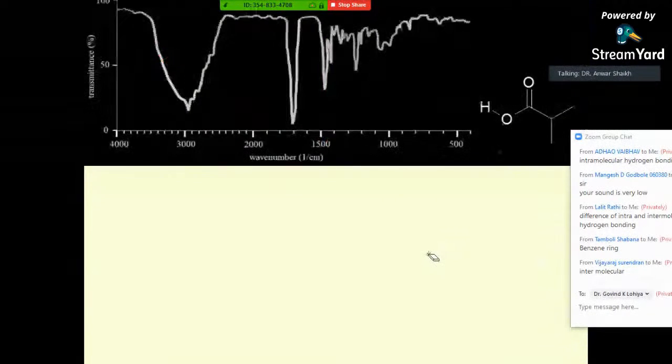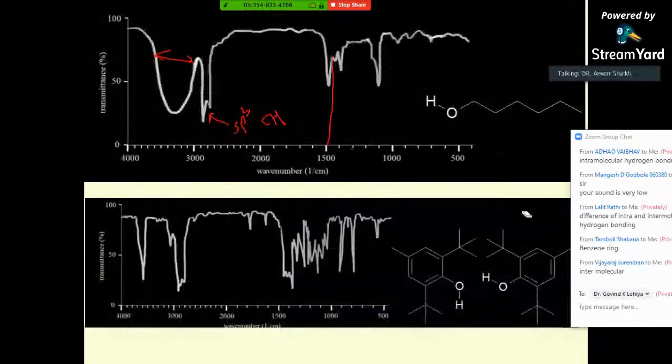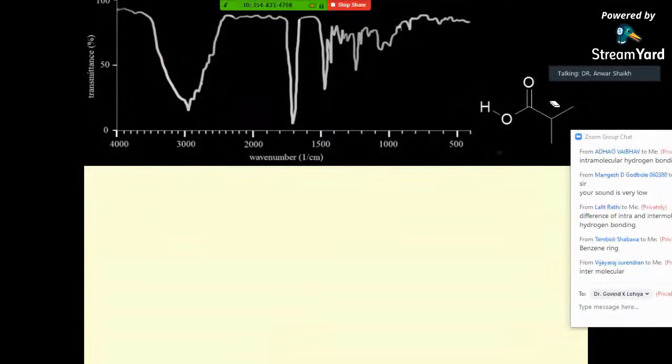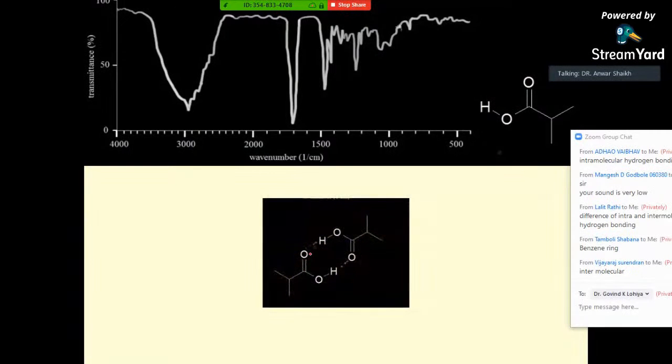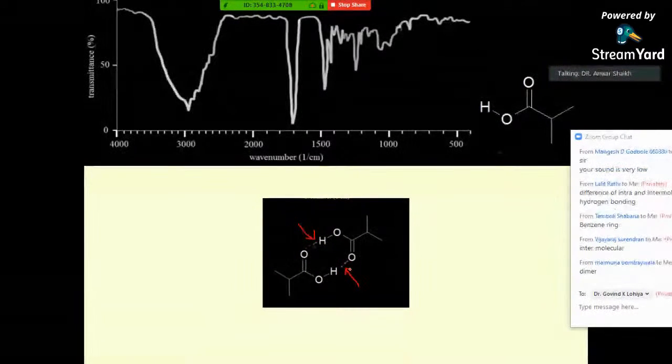If you see another molecule like carboxylic acids, in case of the carboxylic acids, here again there is a possibility of hydrogen bonding. If you see the dimer of the carboxylic acid, these hydrogen bonds are much stronger as compared to the alcohol. So here again we are getting a broader peak of the OH in this region.